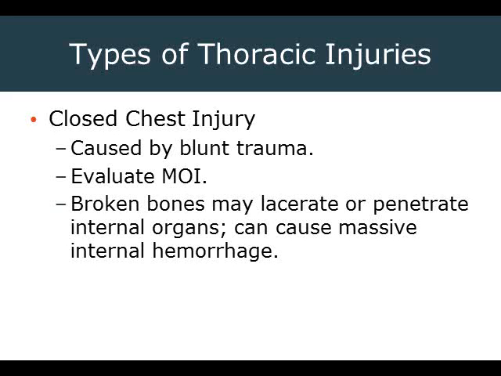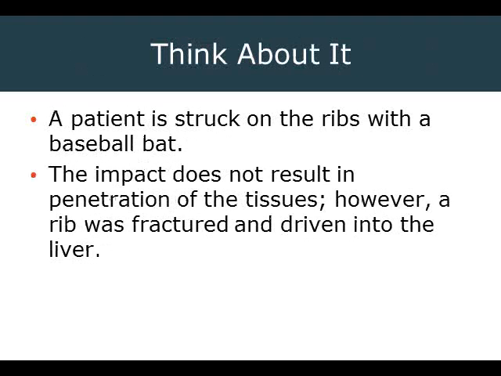So it can penetrate or lacerate some of your internal organs, including your liver, your spleen, your stomach, which would be in your abdomen, but your lungs, your heart, your greater vessels, so on and so forth. So if a patient gets struck in the ribs with a baseball bat, the impact does not result in penetration of the tissues. However, a rib was fractured and driven into the liver. What impact can this possibly have on us? Well, we know that the liver is extremely vascular, so there's that high potential for there to be severe bleeding.